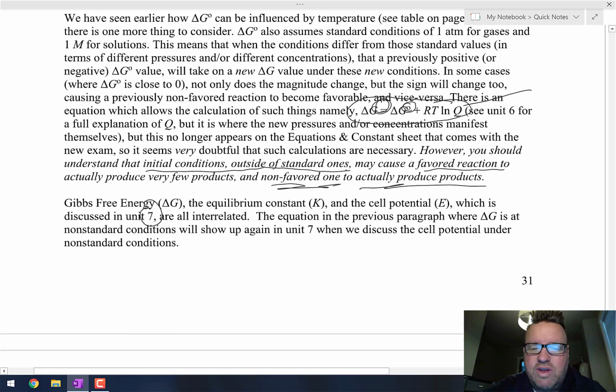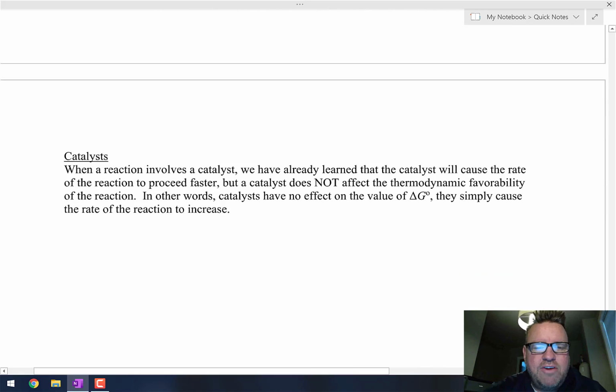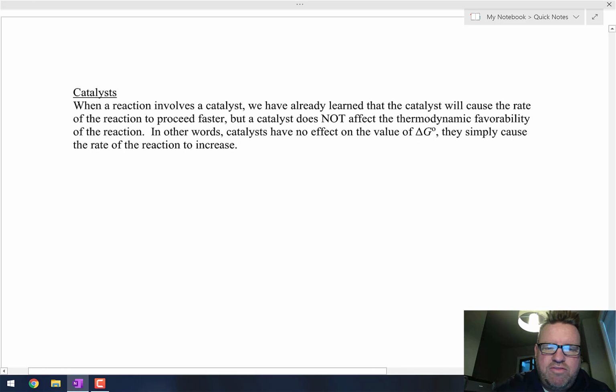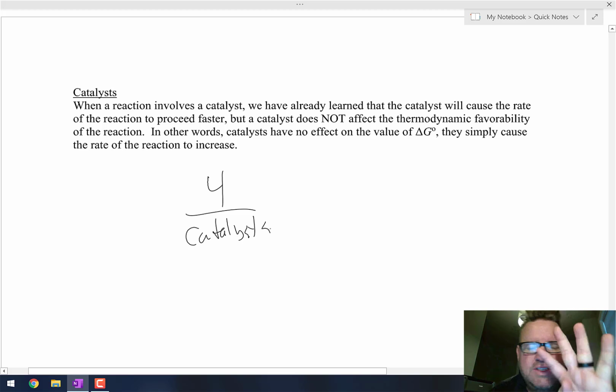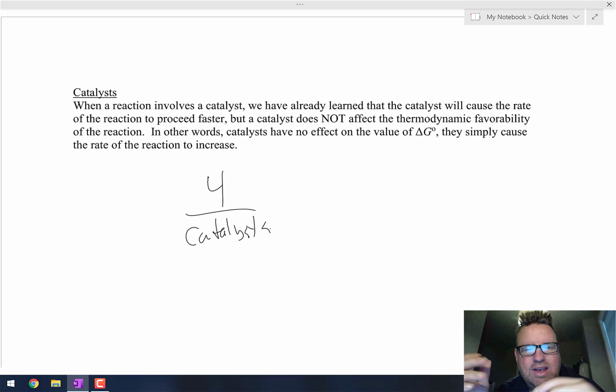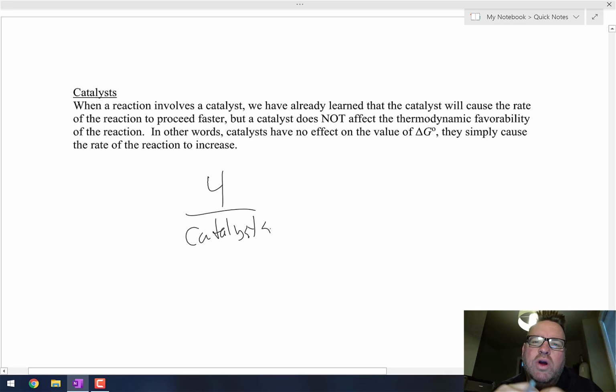And then our final thing here is about catalysts. So from Unit 4, we learned that catalysts are one of the 4 things that determine how fast or slow a reaction goes. And we know the job of a catalyst is to make the reaction go faster, and it does that by producing an alternative reaction mechanism where the slow step has a lower activation energy.